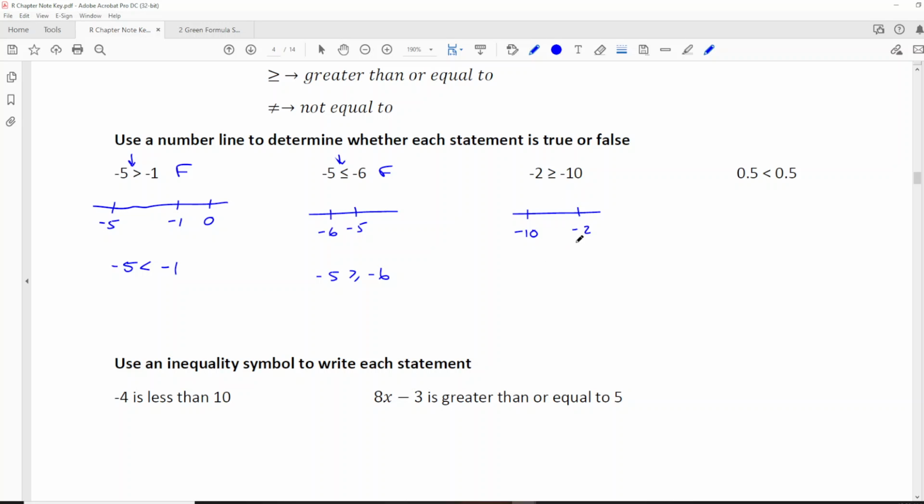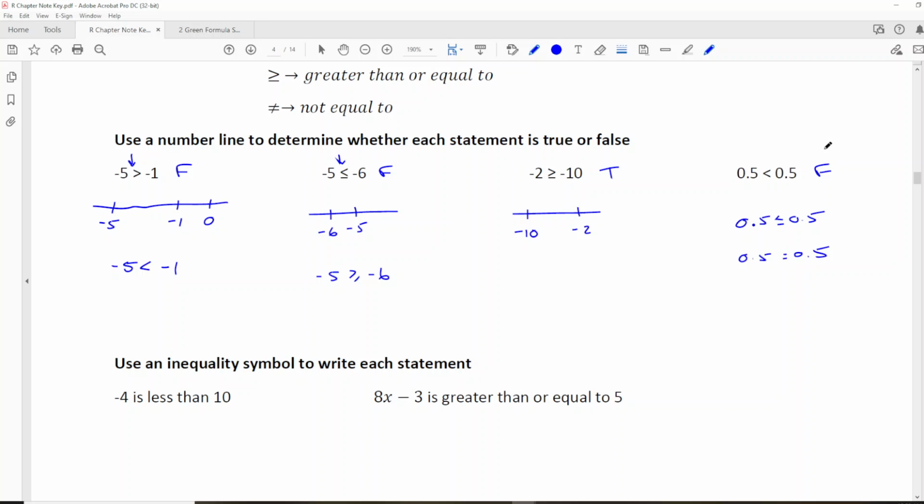So is that true? Yes, that's true. And then last one, is 0.5 less than 0.5? No, that's false. 0.5 is, you could say, less than or equal to 0.5, right? Or you could say 0.5 is equal to 0.5, but you definitely cannot say that 0.5 is less than 0.5.